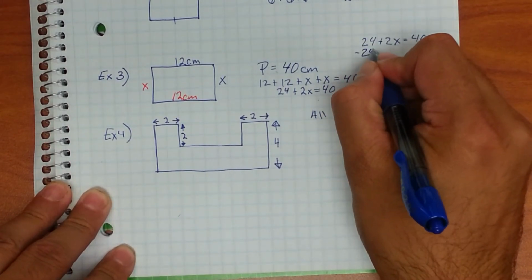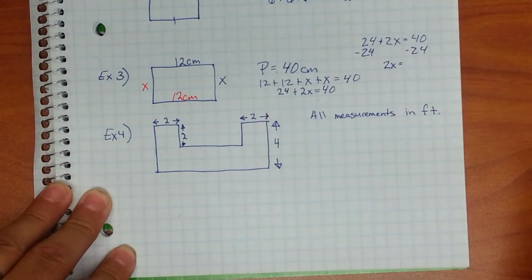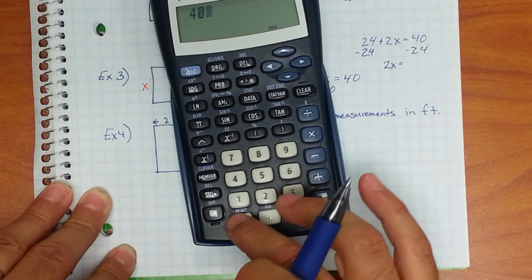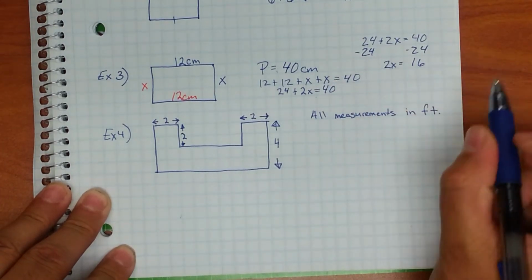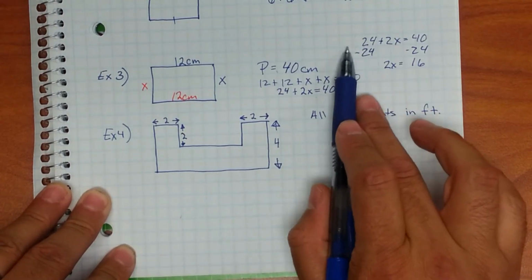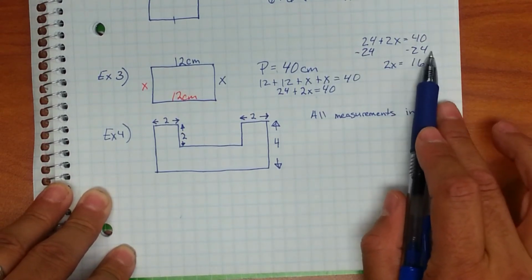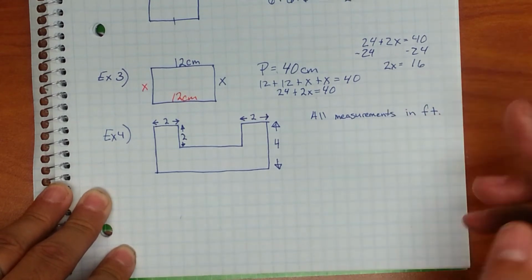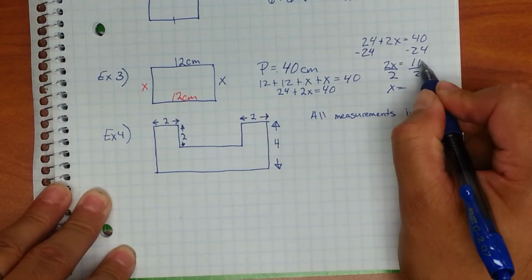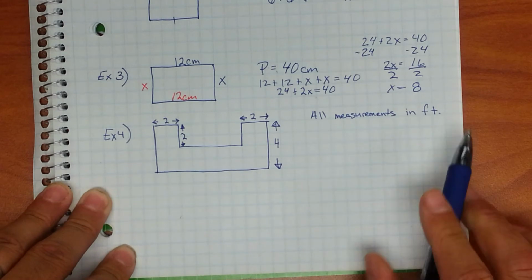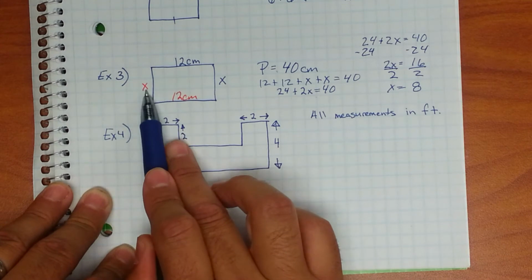So subtract 24 here, subtract 24 here, so I get 2x is equal to 40 minus 24, and I get 16. So now, because right here, 24 minus 24 gives me 0, that goes away, and over here, the 40 minus 24 is 16. Now to get x by itself, I need to divide both sides by 2. So x is going to be 8. Now I know that x is going to be 8, so that makes this one right here 8, and this one also over here going to be 8.